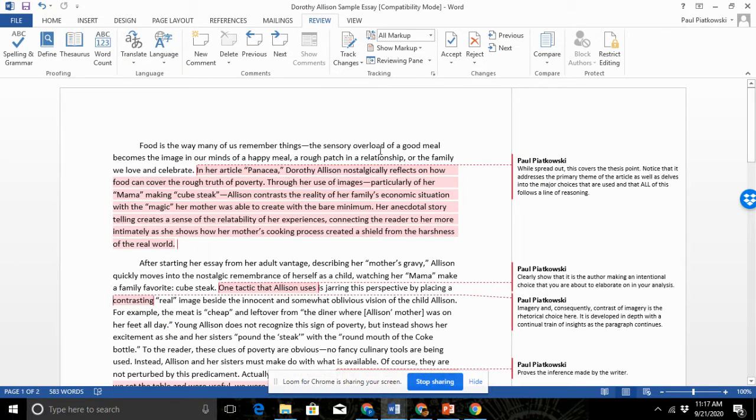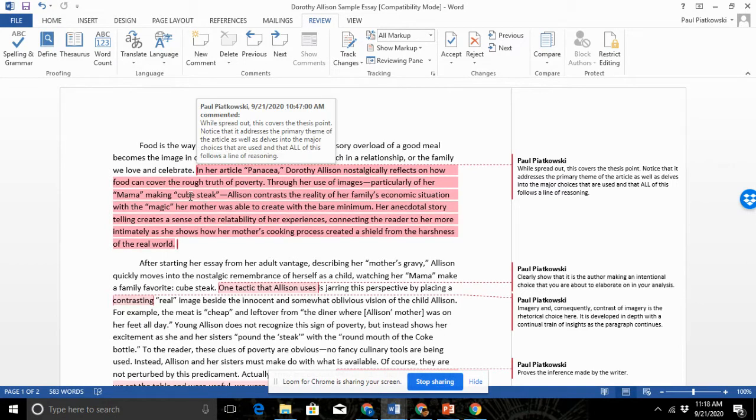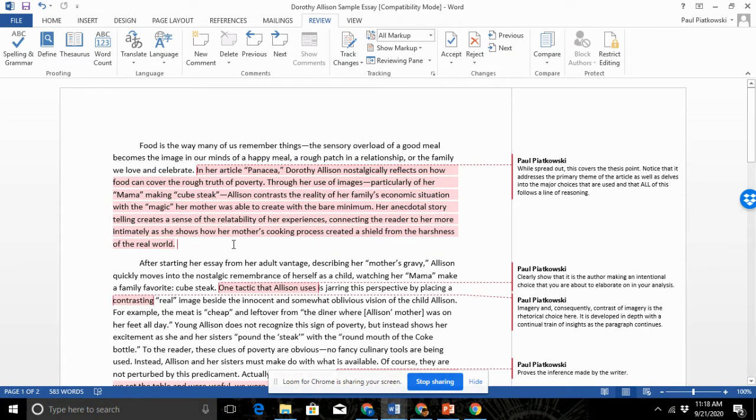The sensory overload of a good meal becomes the image in our minds of a happy meal, a rough patch in a relationship, or the family we love and celebrate. In her article, Panacea, Dorothy Allison nostalgically reflects on how food can cover the rough truth of poverty. Through her use of images, particularly of her mama making cube steak, Allison contrasts the reality of her family's economic situation with the magic her mother was able to create with the bare minimum.